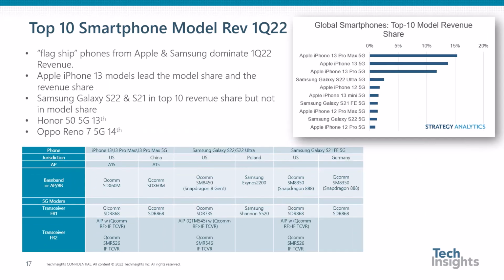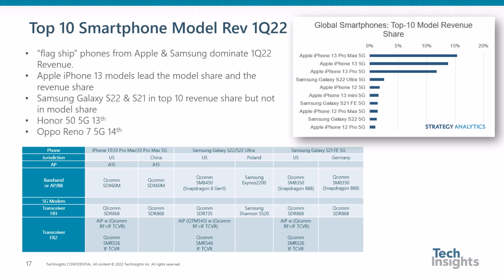Turning now to the top 10 smartphone models by revenue share, we see a bit of a different picture. This list is dominated by the flagship phones from Apple and Samsung. Again, the iPhone 13 models dominate the top 3 spots. The Samsung S22 Ultra and S22 occupy 3rd and 9th spots respectively. They both have a US model that uses the Snapdragon 8 Gen 1 processor and the SDR735 transceiver. The FR2 version in the US also uses the Qualcomm millimeter wave solution. The European versions of these phones use the Exynos 2200 processor and the Shannon 5520 RF transceiver. The iPhone 12 models and the Galaxy S21 models round out the top 10.